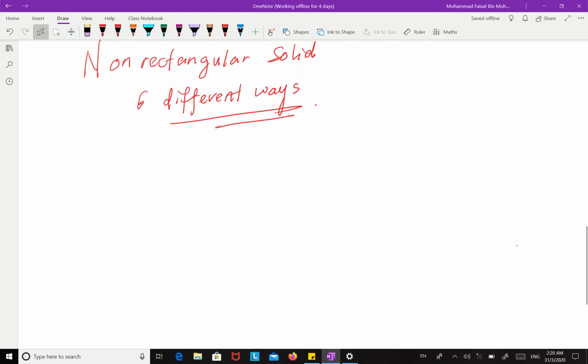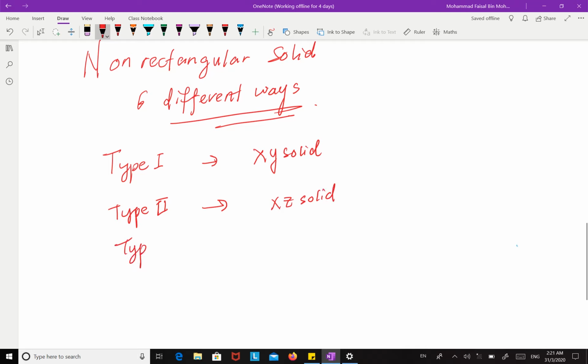Okay, so that is type 1, integrating over a simple xy solid. Type 2, integrating over a simple xz solid. Type 3, integrating over a simple yz solid. So type 1 you can do in 2 different ways.